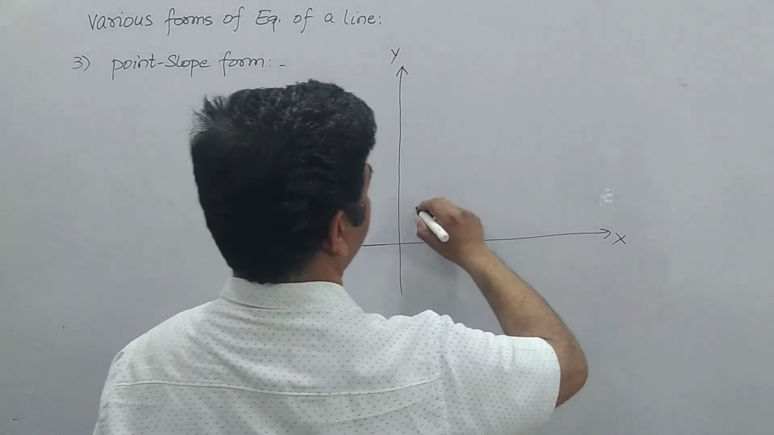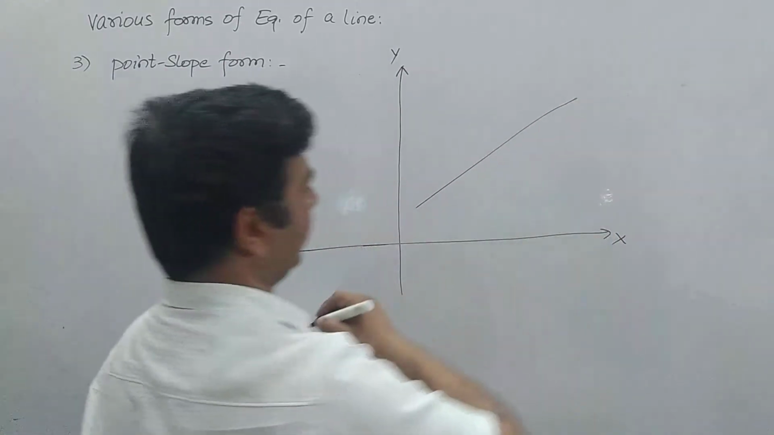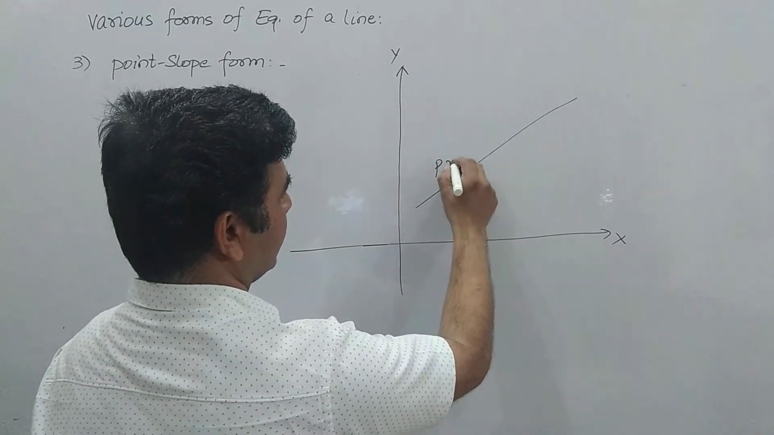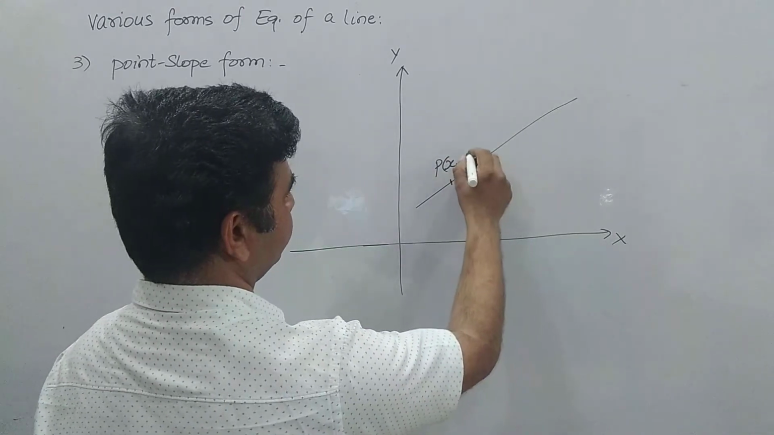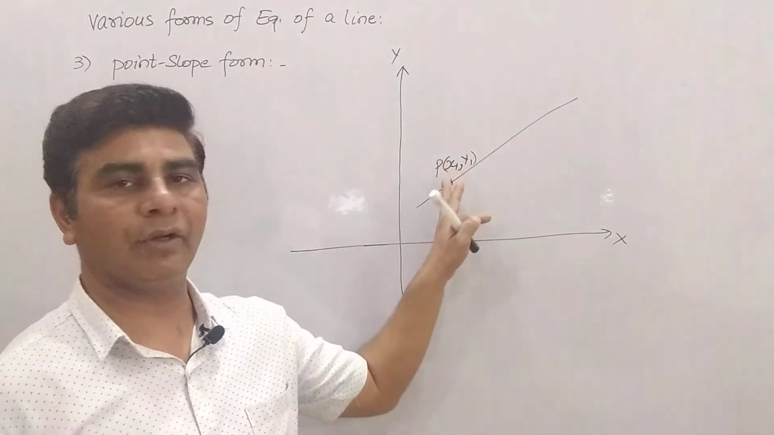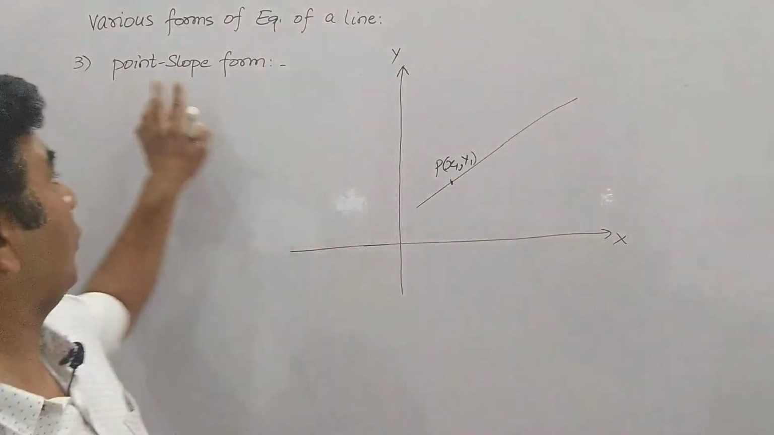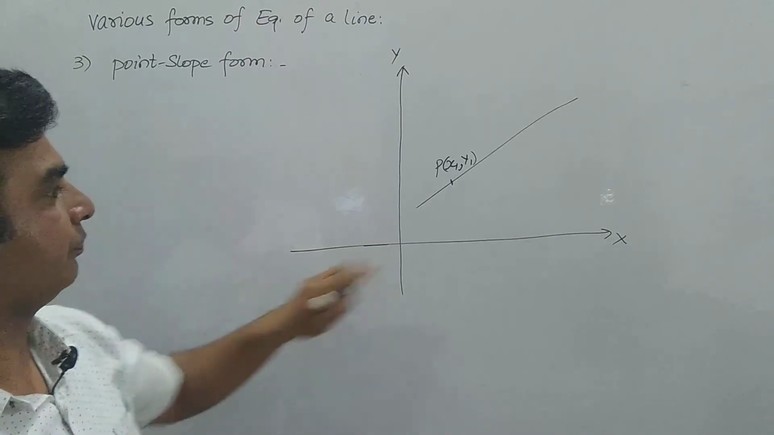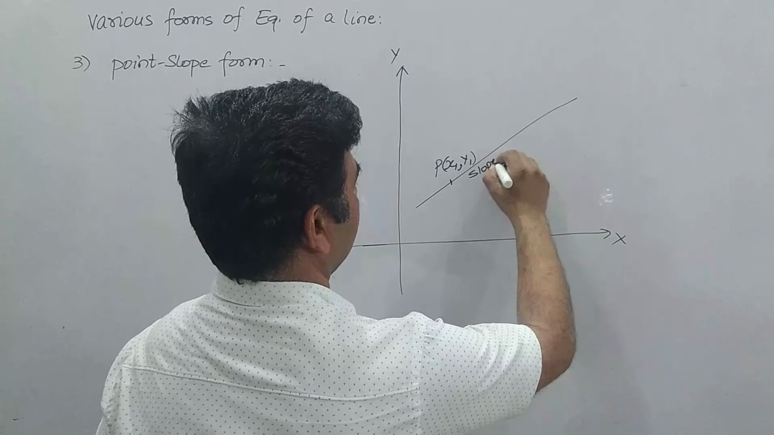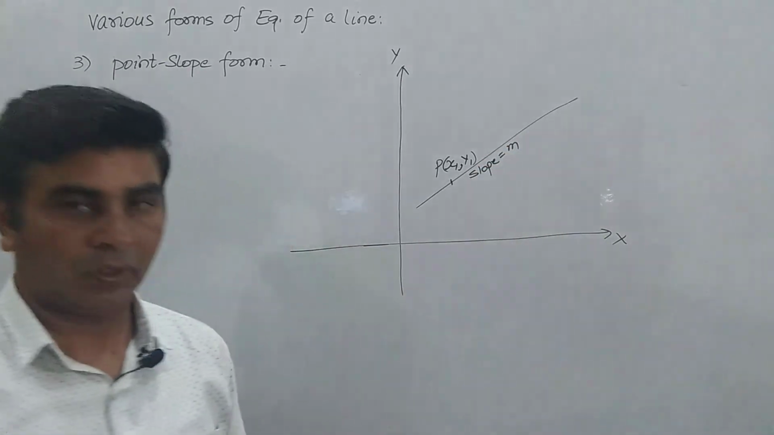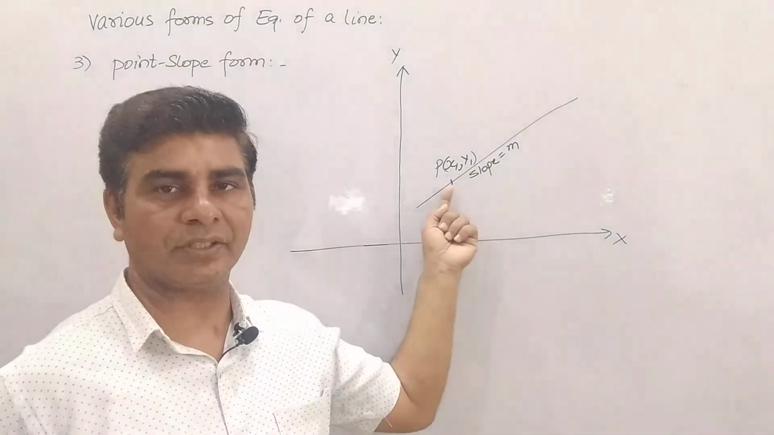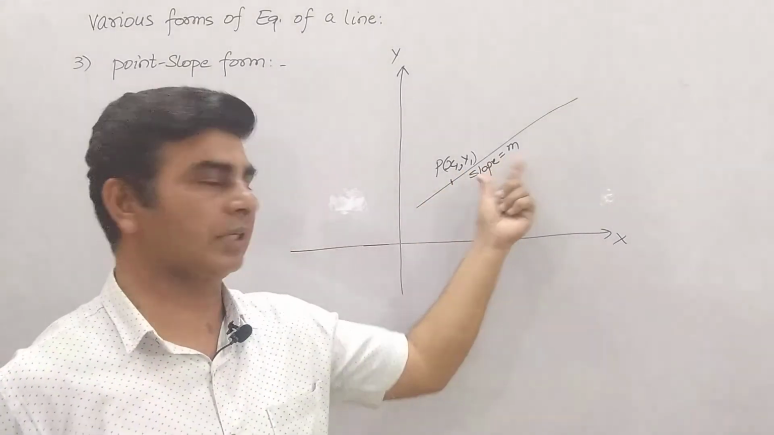Any non-vertical line is there, having a fixed point on this line as x1, y1. Let us consider any fixed point lying on this line, x1, y1, the point which must be given to you. Now the slope of the line is given as m. Both conditions will be given to you: the fixed point given as x1 comma y1, and the slope of this line is m.